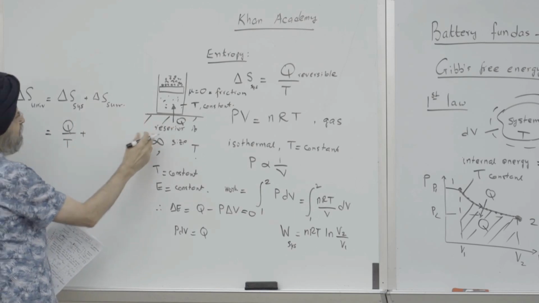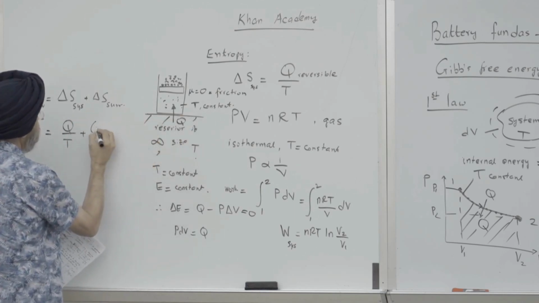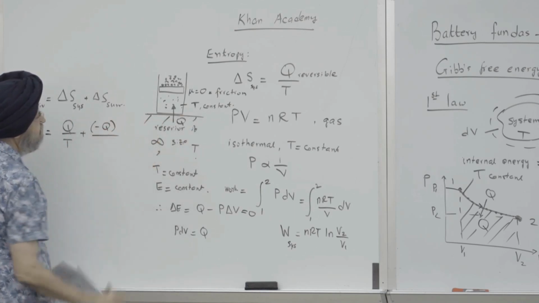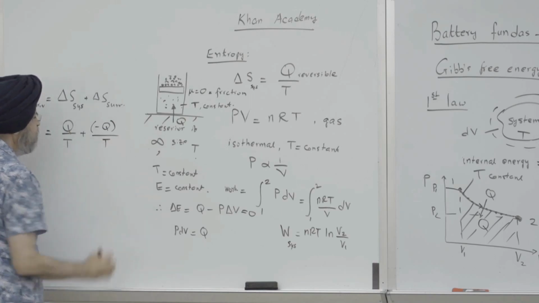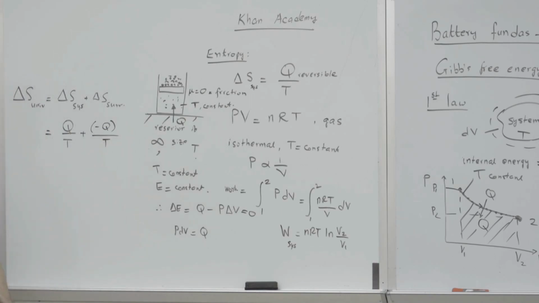Now what about the surrounding? Surrounding lost Q calories, right? But the surrounding is also temperature T, right? So what's the answer? By doing a little thought experiment under reversible conditions, we did not change the entropy of the universe. Thank God for that. Otherwise, it would be a disaster. So what have we learned?